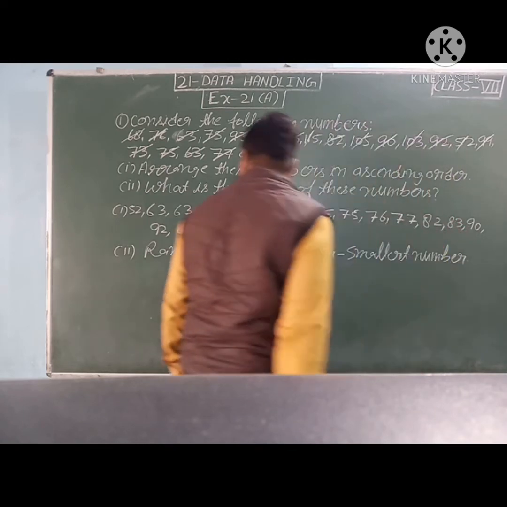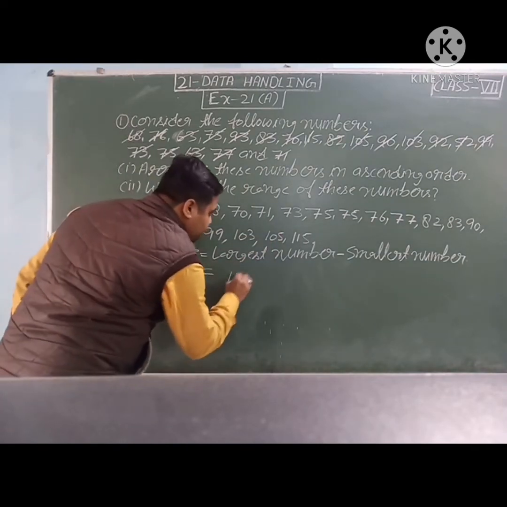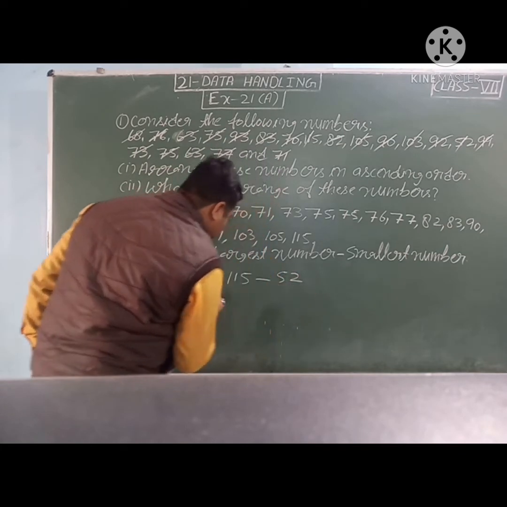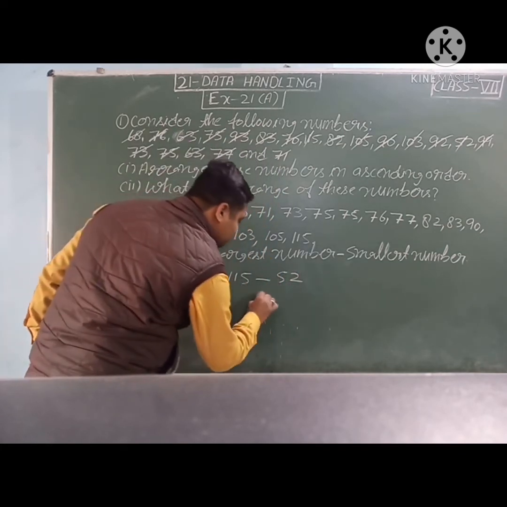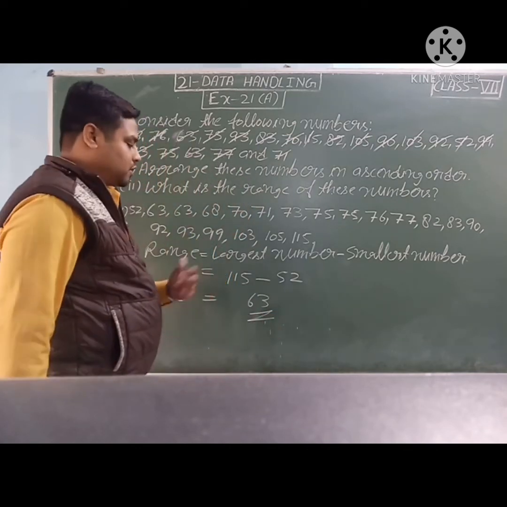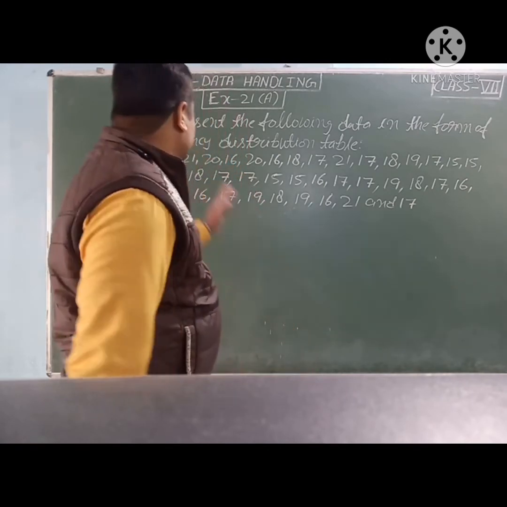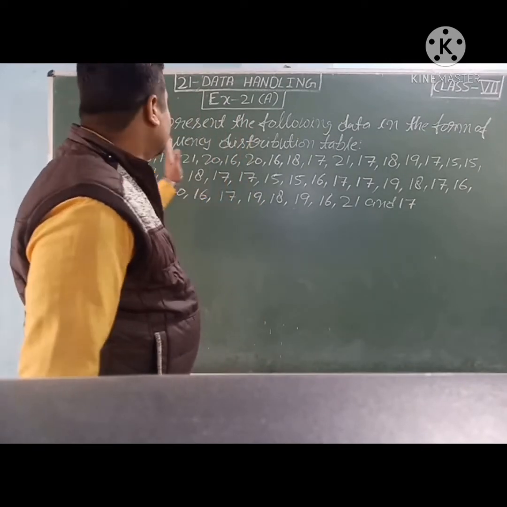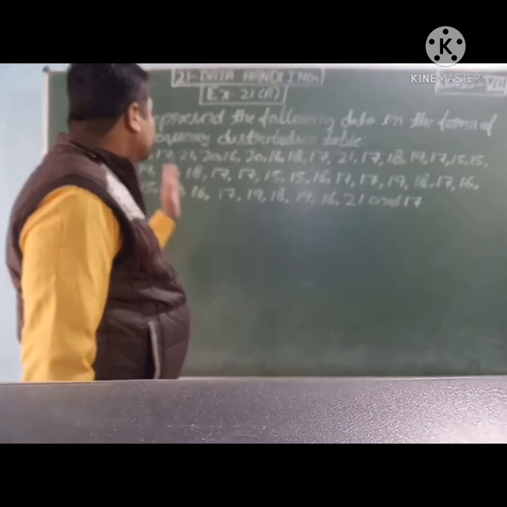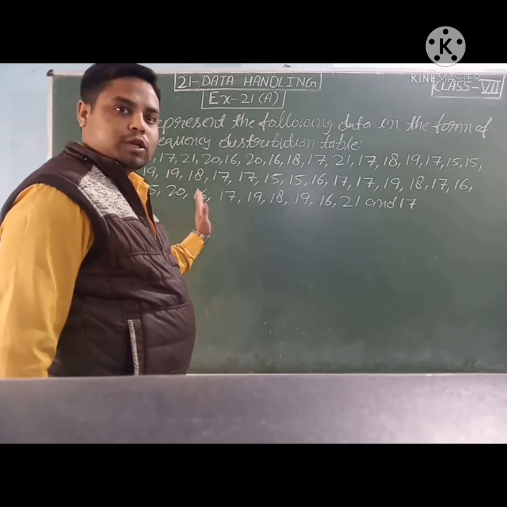So the largest number is 150 and the smallest number is 52. So we can subtract: 5 minus 2 is 3, 11 minus 5 is 6. So the range of these numbers is 63. Now students, second question. Represent the following data in the form of a frequency distribution table. We have to represent this data in the form of a frequency distribution table.